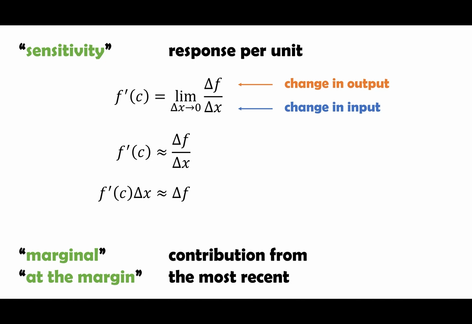Now, economists and people in finance often consider things that can't be broken up into smaller pieces. So if I'm buying widgets, it doesn't really make sense to buy half a widget, which means the smallest that delta x could possibly be is 1. So let's see what happens when delta x is 1. That means that the change in f is approximately equal to f prime. That's what marginal means. It means from the most recent 1, as you go from the current level to the current level plus 1 in the inputs, what happens to the output?